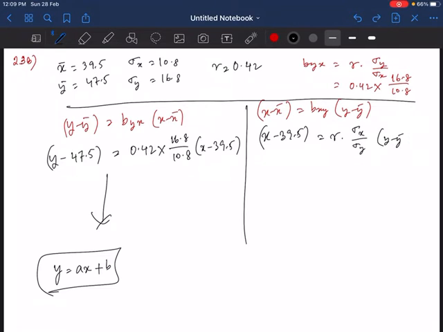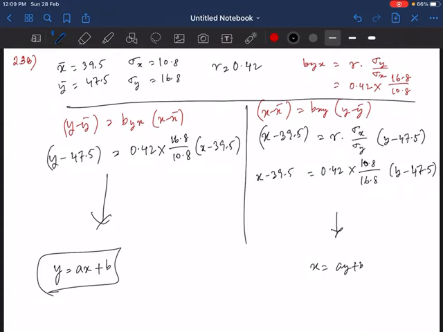The value of y bar we know, it is 47.5, so this will be 47.5. So again, what do you get? x minus 39.5 is equal to r is 0.42 into sigma x is 10.8, sigma y is 16.8, and y minus 47.5. So again, solve this equation and write it in the form of ay plus b. So this is how we get the two regression equations.